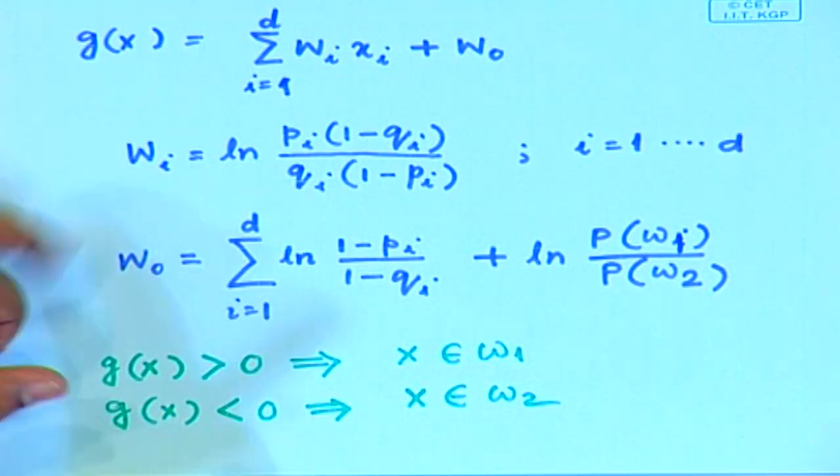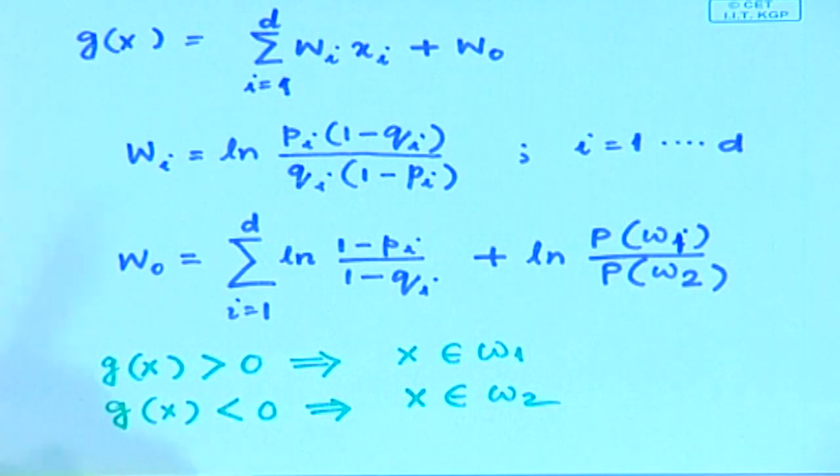So, it is giving a vote equal to the modulus of wi in favor of class omega 2. Okay. So, if pi is greater than qi, the component xi gives a vote equal to wi in favor of class omega 1. If pi is less than qi, then component xi gives a vote equal to the modulus of wi in favor of class omega 2. That means this component is trying to push the decision boundary either towards omega 1 or towards omega 2. Is that okay?